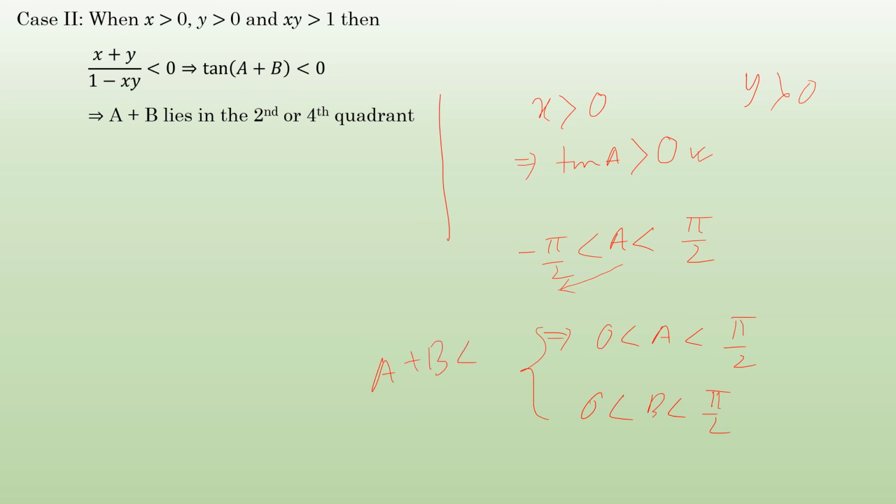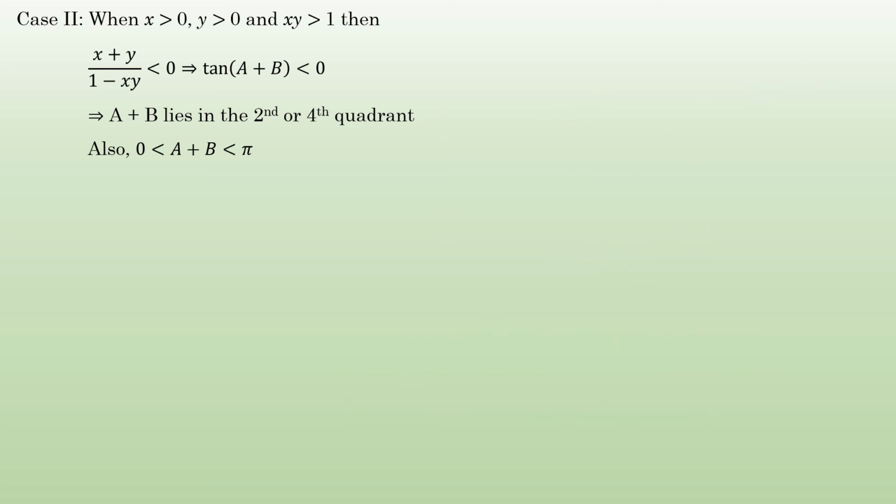This angle will lie from 0 up to pi, just adding. So 0 up to pi, this is actually a plus b is lying. So I am writing that line. So also 0 less than a plus b less than pi. Now you see, you are to take the common portion of these two results. The common portion. So what is the common portion?